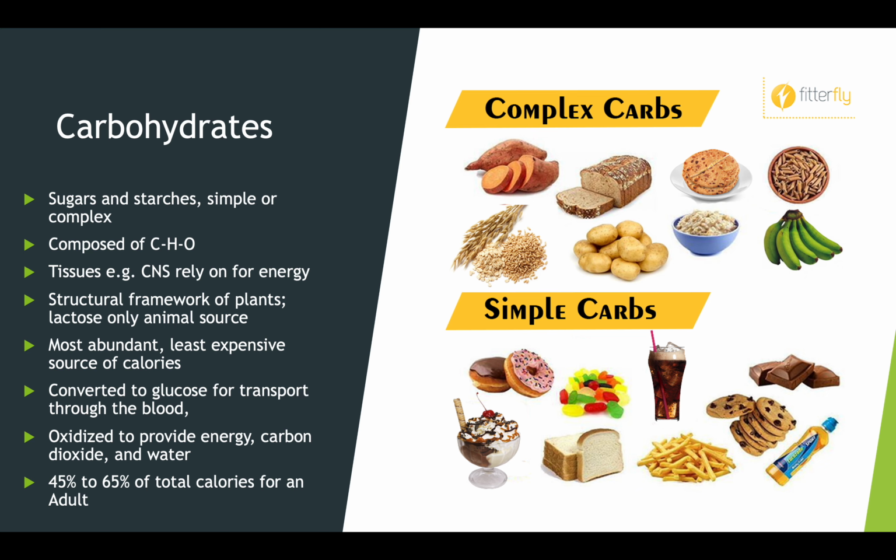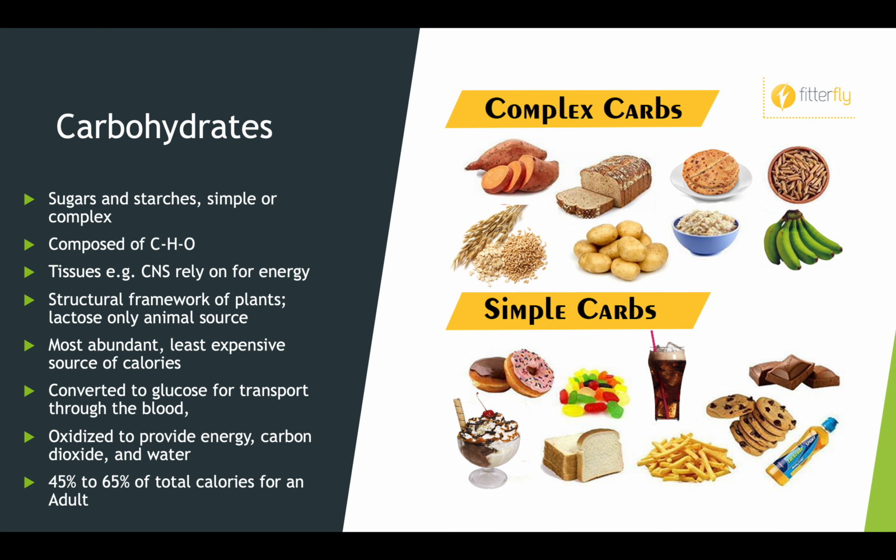So sugars and starches, simple or complex, are made of carbon, hydrogen, and oxygen. Our tissues need carbohydrates for energy, especially tissues like the brain. It is the structural framework of plants, but lactose comes from an animal, comes from the cow, and that is also sugar. There's about 12 grams of carbohydrates or lactose sugars in an 8-ounce cup of milk, regardless of whether it's skim, whole, or 2%, or chocolate.